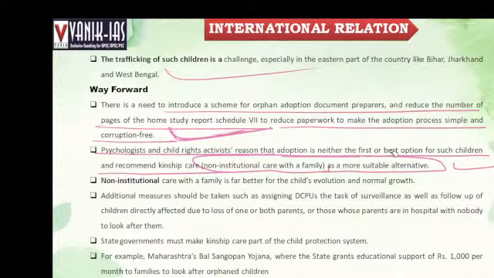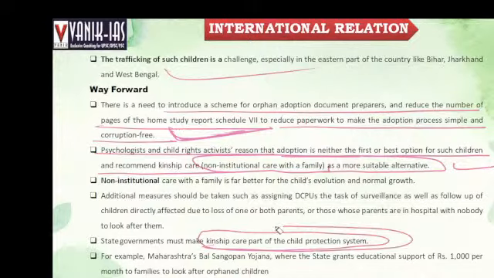Additional measures should be taken by assigning the task of surveillance and follow-up of children directly affected by the loss of one parent or both parents, or those with a parent in hospital and nobody to look after them. State governments must make kinship care part of the child protection team. That is, when one parent is in the hospital or has died, this needs to be taken care of by the state government as part of the child protection team.